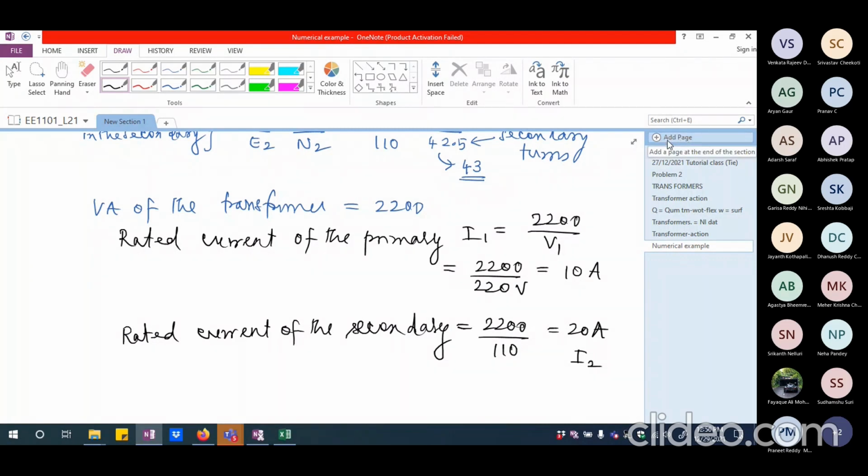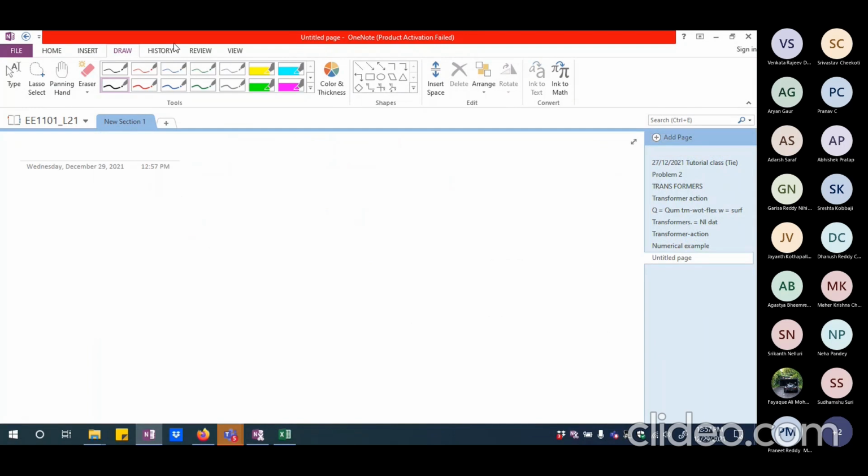Okay, so let us try to now look at the actual transformer. Until now, we had only looked at V1 and V2 being exactly equal to each other if the number of turns are the same, which means we are neglecting any resistance drop, any leakage in the flux, everything. So let us first of all look at the transformer on no load, and then we will look at the transformer on load, both.